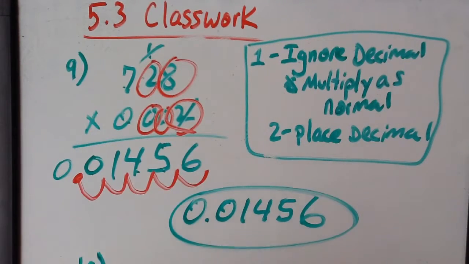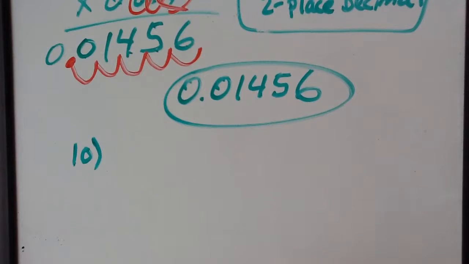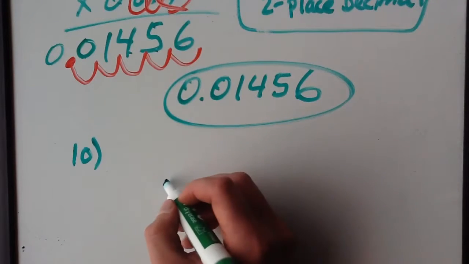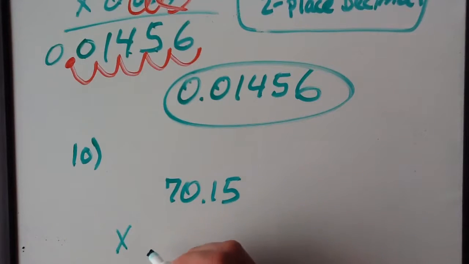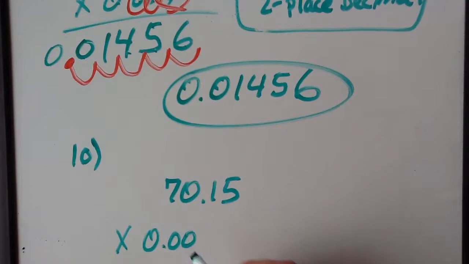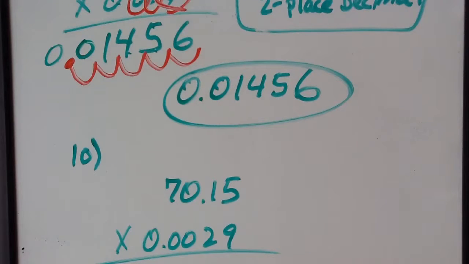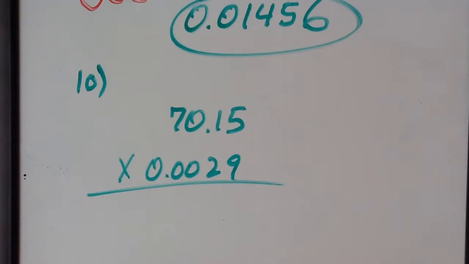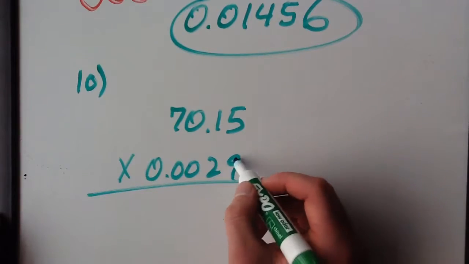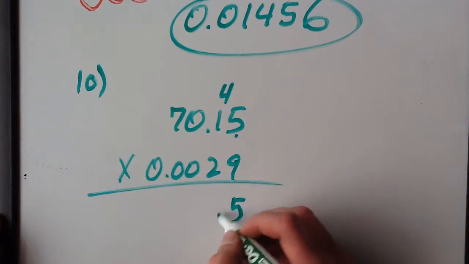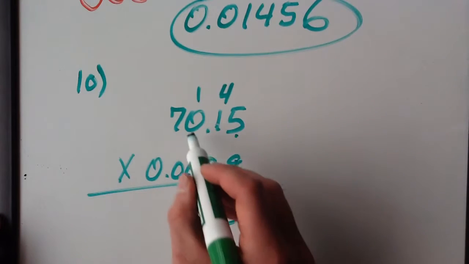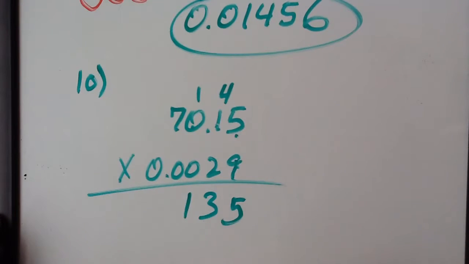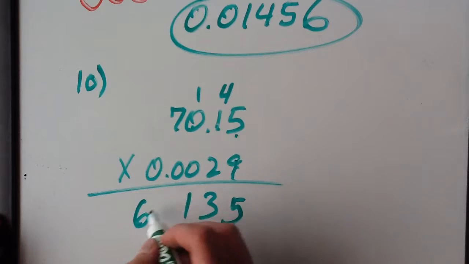And last one, number 10. Number 10, we have 70.15 times 0.0029. Okay, so first, ignore the decimals and multiply as normal. 9 times 5, that's 45. 9 times 1 is 9, plus 4 is 13. 9 times 0 is 0, plus 1 is 1. And 9 times 7 is 63.